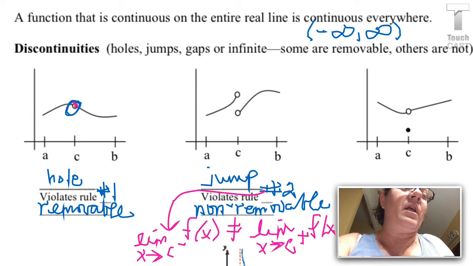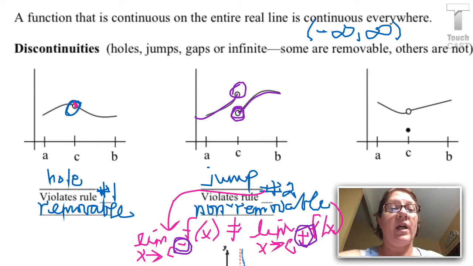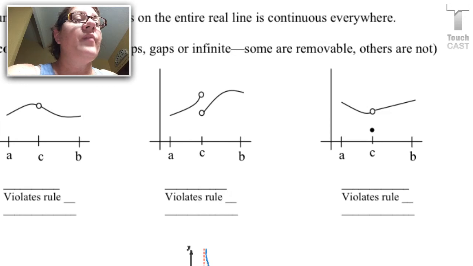So remember, I'm using that negative to indicate that I'm approaching from the left, right here, and this one telling me I'm approaching from the right. So as I move in from the left, I'm getting closer and closer to wherever this value is, versus when I move in from the right, I'm getting closer and closer to this value, and those, of course, are not equal. And this last one has what we call a gap because it is actually defined at c.